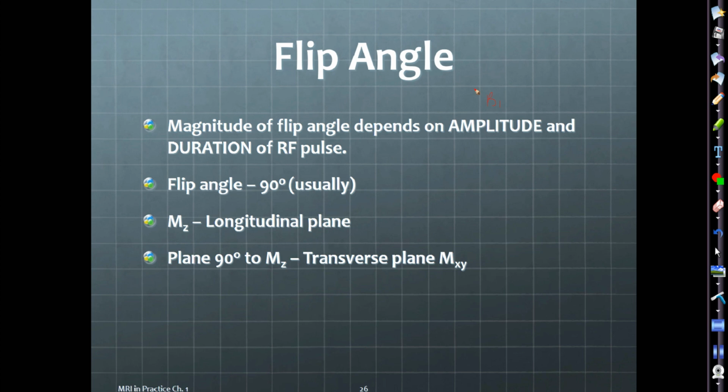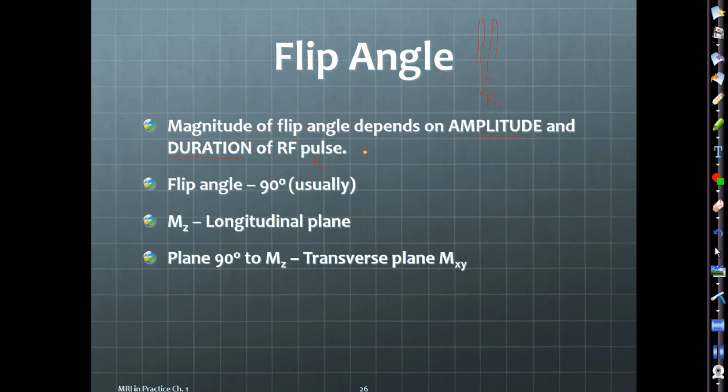Now remember, we have to have it tuned to a certain frequency, right? But amplitude just means how high and low those peaks are. It's still at the precessional frequency of hydrogen. The amplitude is just how high those peaks go, and the duration is simply how long we apply it for. Okay? So that's always a registry question. What are the two things that determine flip angle? Amplitude and duration of the RF pulse, which is B sub 1.